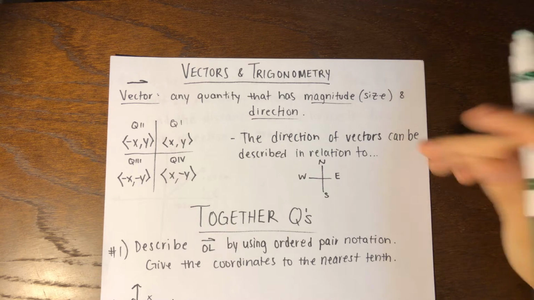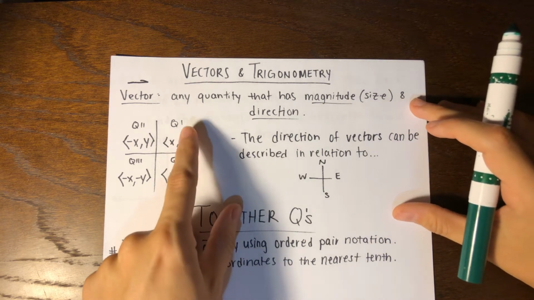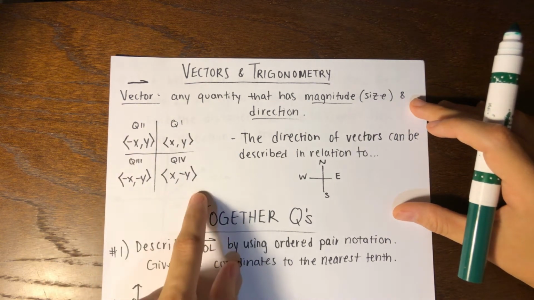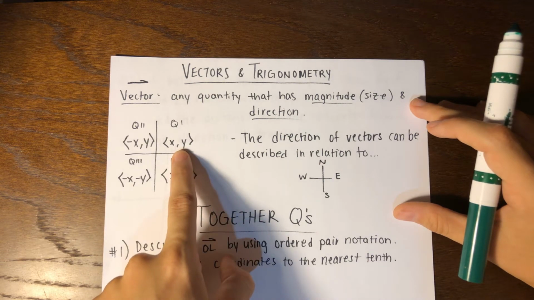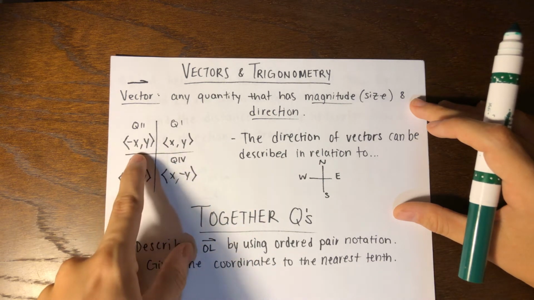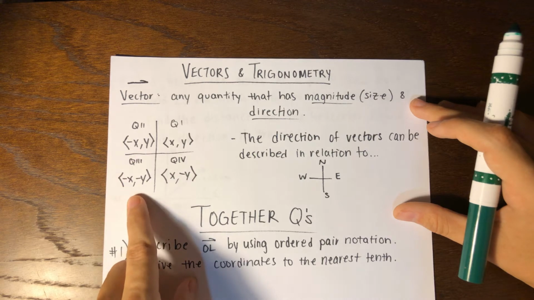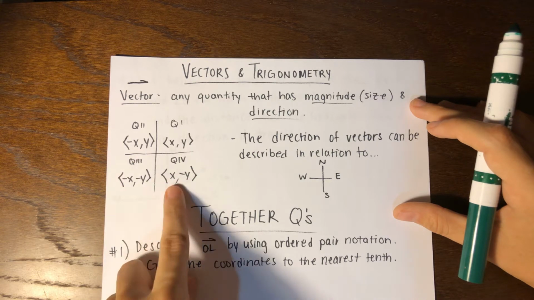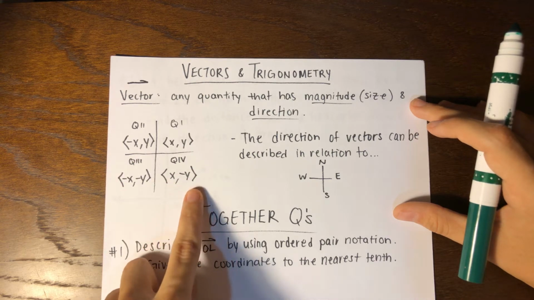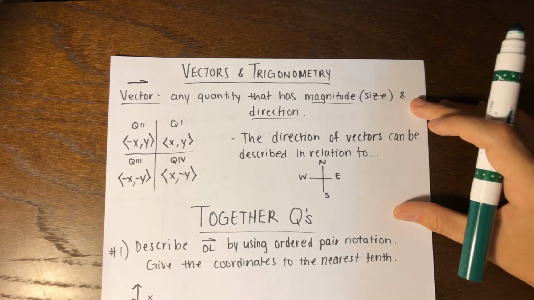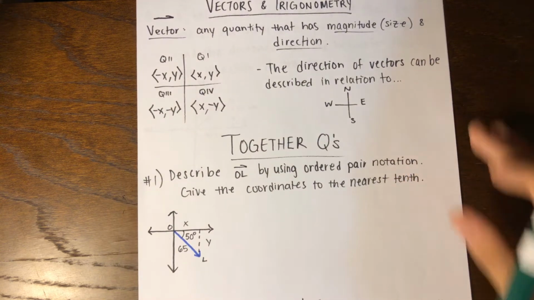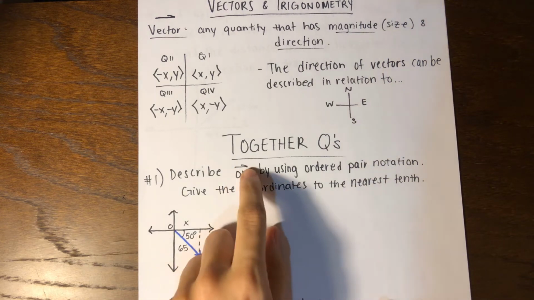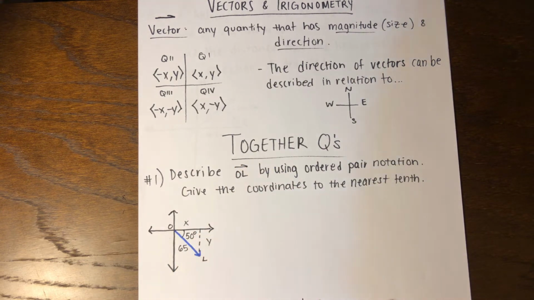Okay? So, in our quadrants, it's very important that we remember quadrant 1, 2, 3, and 4. In this quadrant, both x and y are positive. Here, x is negative, y is positive. Here they're both negative, and then here x is positive, but y is negative. Okay, this is very important to remember. So when we do the together questions, it says describe, and this symbol means vector. So describe vector OL by using ordered pair notation. Give the coordinates to the nearest tenth.